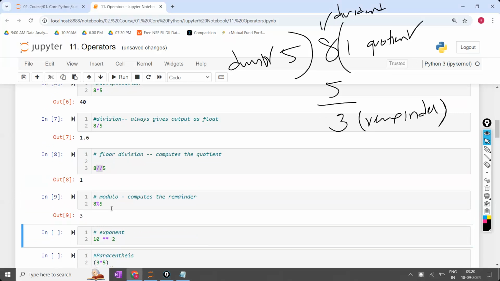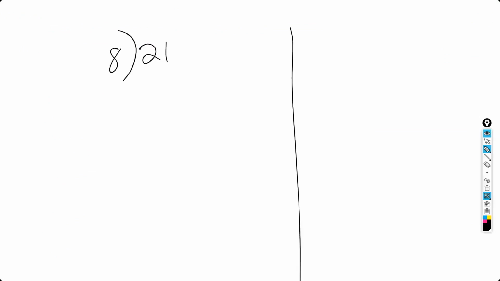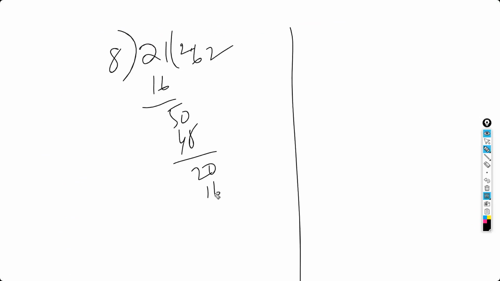For example, once you keep the dot, automatically you add a 0 to the remainder and continue the division till you get the remainder 0. Let's take an example like this: 21 divided by 8, a general division. Forget about floor division. 2 times 8 is 16, remainder 5. After that, keep the dot and 0: 50, 6 times 8 is 48, remainder 2. Again add 0: 20, 2 times 8 is 16, remainder 4. Again 40, 5 times 8 is 40, remainder 0.